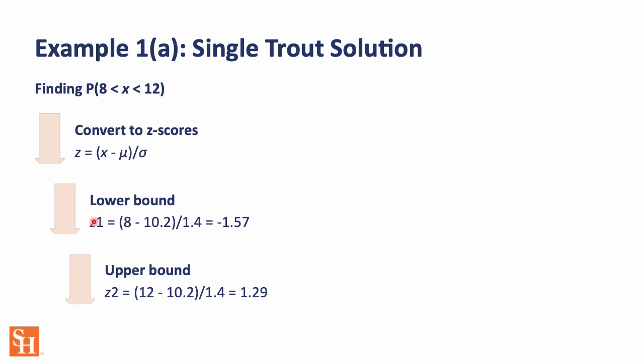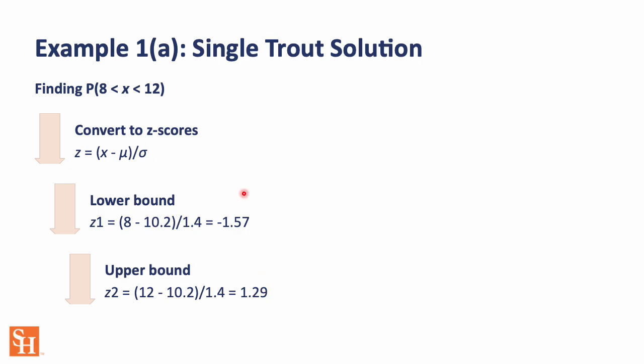Then for the lower bound, what is the z-score? The raw score here is 8 inches, minus the mean, which was 10.2, over the standard deviation, which in that case was 1.4, and the final value is negative 1.57. Similarly, for the upper bound, we have the raw score of 12, minus the mean of 10.2, over the standard deviation of 1.4, and this gives us a z-score of 1.29.